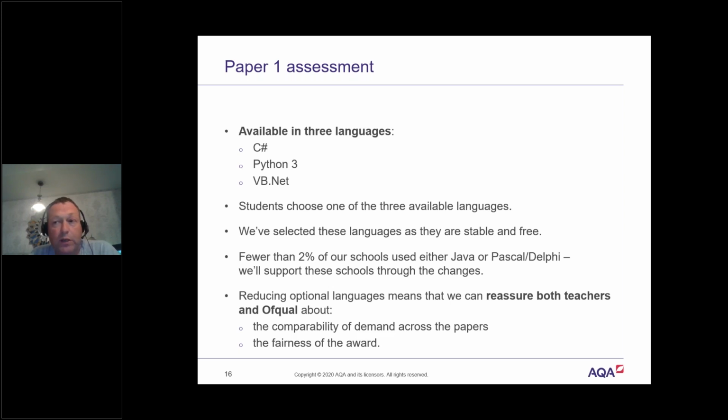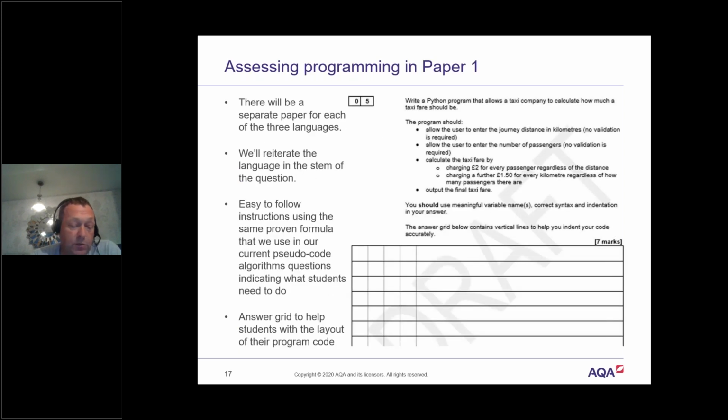The reason for doing that is that we're confident that with the programmers that we have, the people who write our exams are actually practicing teachers, experienced programmers, and clearly computer science teachers. We're confident that we can have comparable levels of demand across all 3 papers. And in that respect, we're confident in the fairness of the award itself. So we're going to move on to how we assess the programming in paper 1. As I mentioned before, there'll be a separate paper for each language.